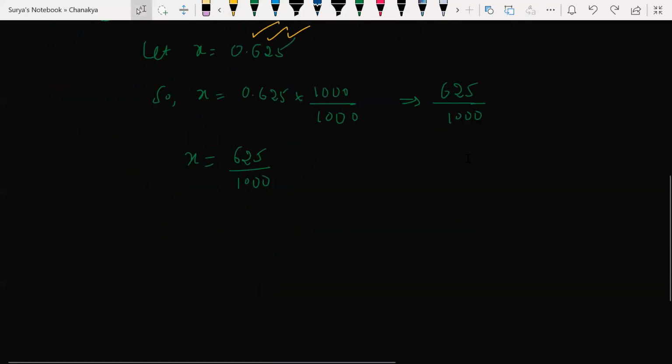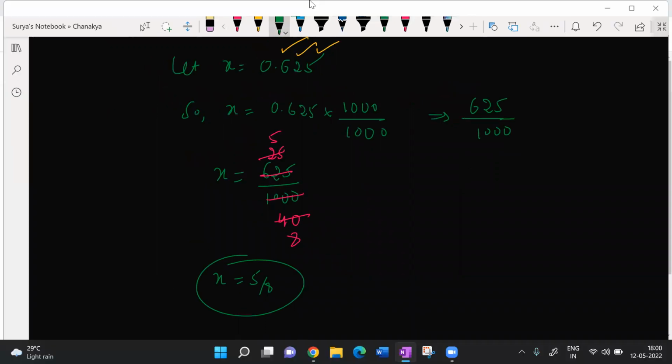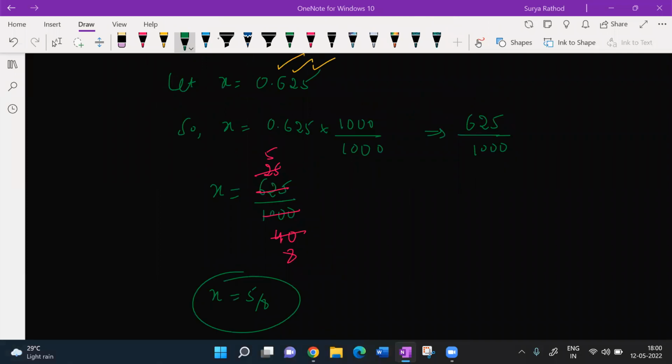x is equal to 625 by 1000. Now how can you reduce it into the simplest form? 25 fives are 125... 25 times 25 is 625, 25 times 40 is 1000. So 5 fives, 5 eights. So x is equal to 5 by 8. Isn't it? Understood my point? Are you able to understand? Hashvika, Prithvi, Vishnu, Jashmita? Yes, sir. Very good. Yes, sir.